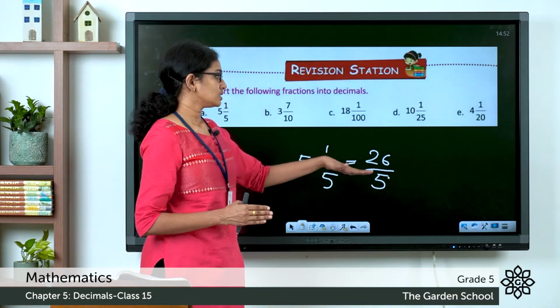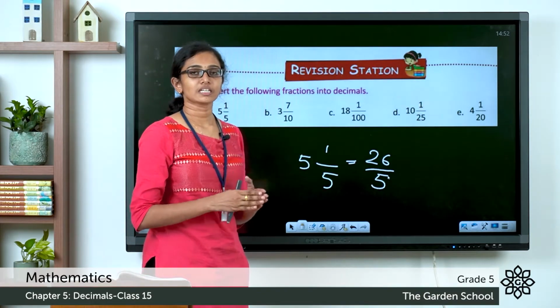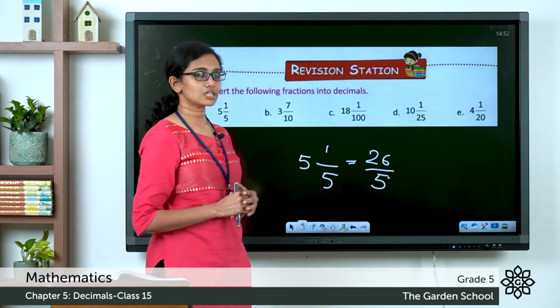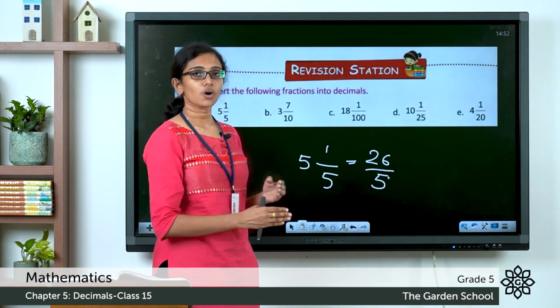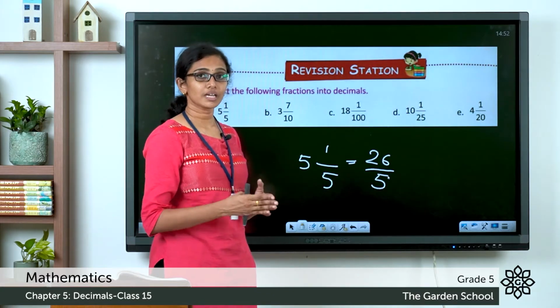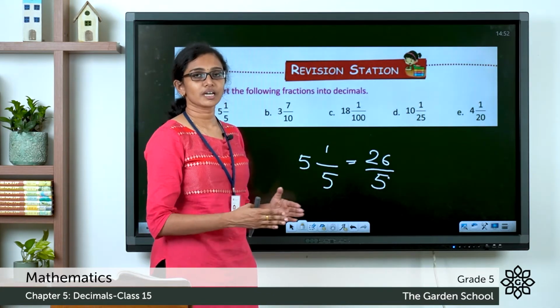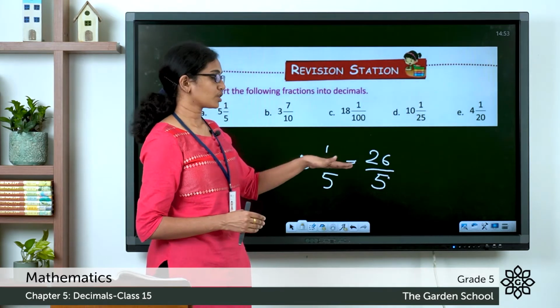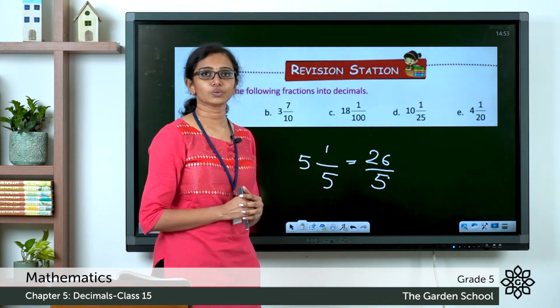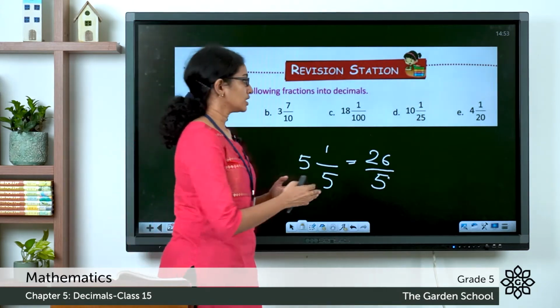You have to change the denominator in terms of 10 or multiples of 10. So how can we change this denominator 5 to 10 or multiples of 10? Just multiply this 5 by 2 and we get 5 into 2 is equal to 10 as the denominator. So what you do in the denominator, you have to do the same process in the numerator as well. So let's continue with the calculation.